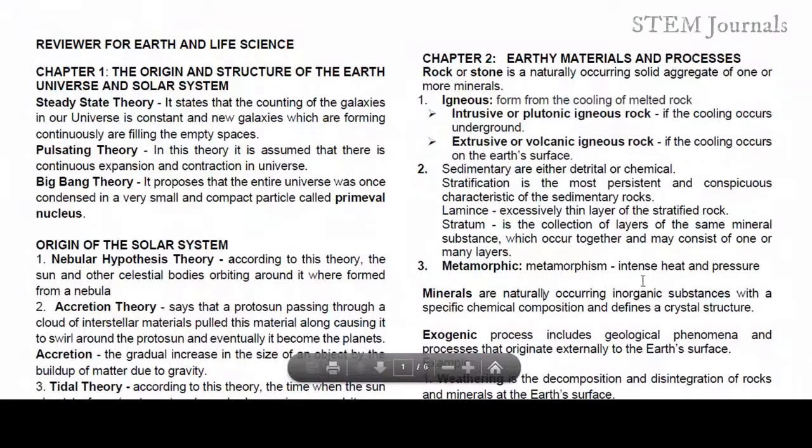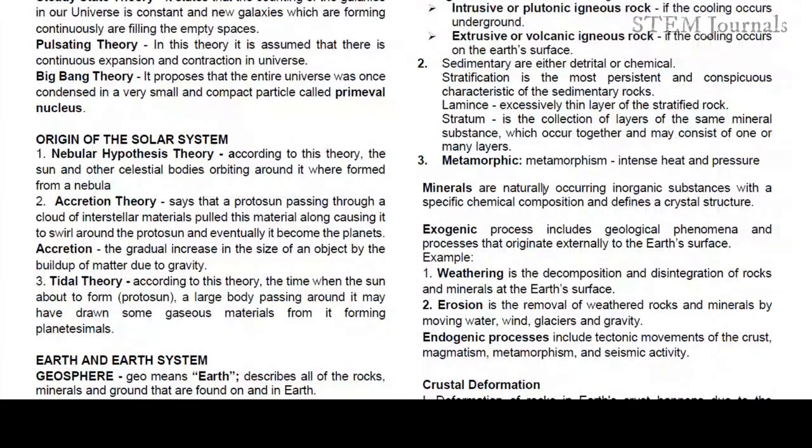With regards to the formation of the solar system, we actually have three. So we still have three theories that are believed to explain how our own solar system formed. Do you have any idea about these three theories that you can see on the screen? So first, let us talk about the nebular hypothesis theory. According to this theory, class, based on your own understanding of the definition of the nebular hypothesis theory, how does our own solar system form?